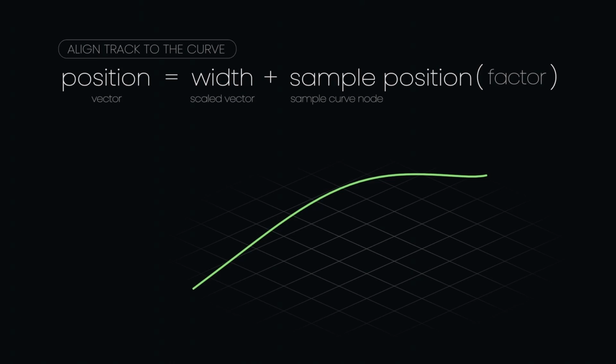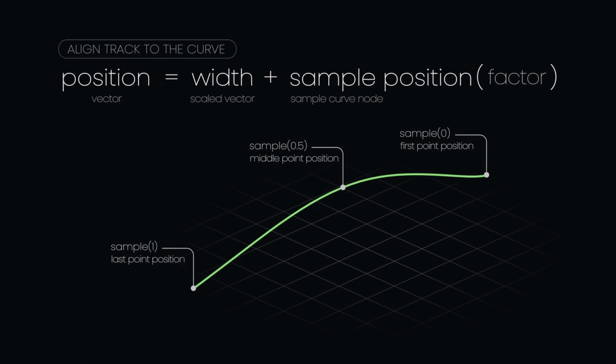Imagine that the curve is made with an infinite amount of points. By having the factor set to 0.5, we'll get the position of the point in the middle. With 0, we get the first point, and with 1, the last point. So by just putting the y value of each point with a factor, we'll get a track aligned to the curve. But as our y values can exceed 1 or be less than 0, we can use modulo operation to loop the values.